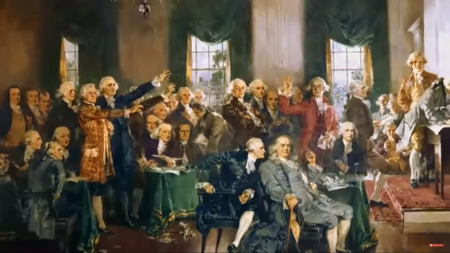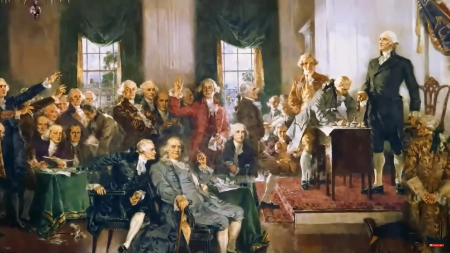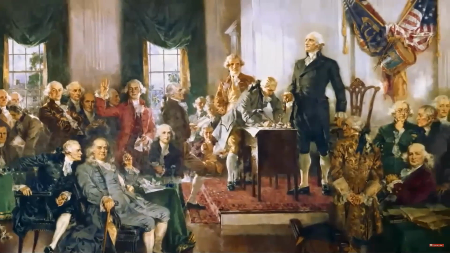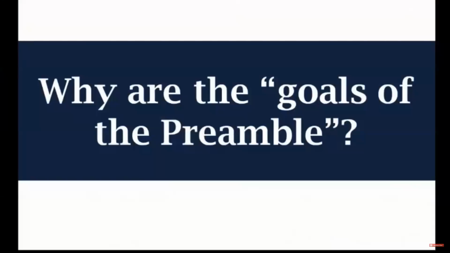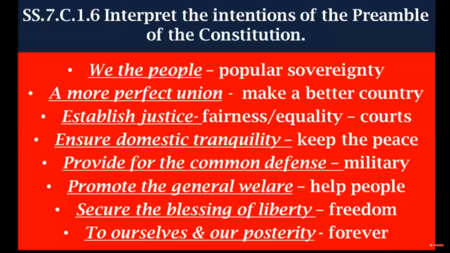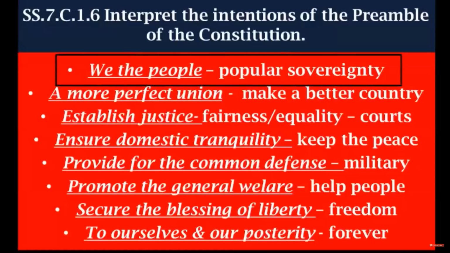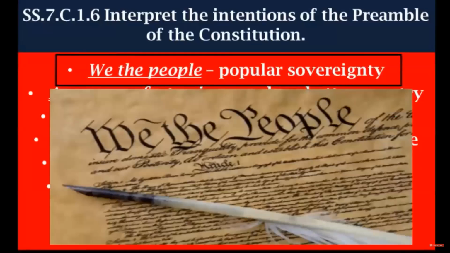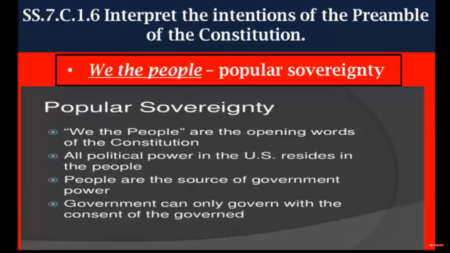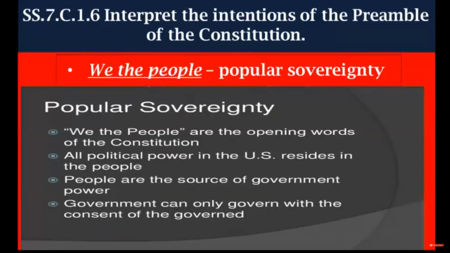Since the articles didn't work, the founding fathers wrote a new constitution, and its first section was called the preamble. The preamble laid out the goals of the government, and you need to be able to identify these goals. The first part is not a goal, but the first three words, we the people, is probably the most famous part of this section and the Constitution, and a very probable test question. We the people is the idea that the people are in charge, or popular sovereignty, people power.